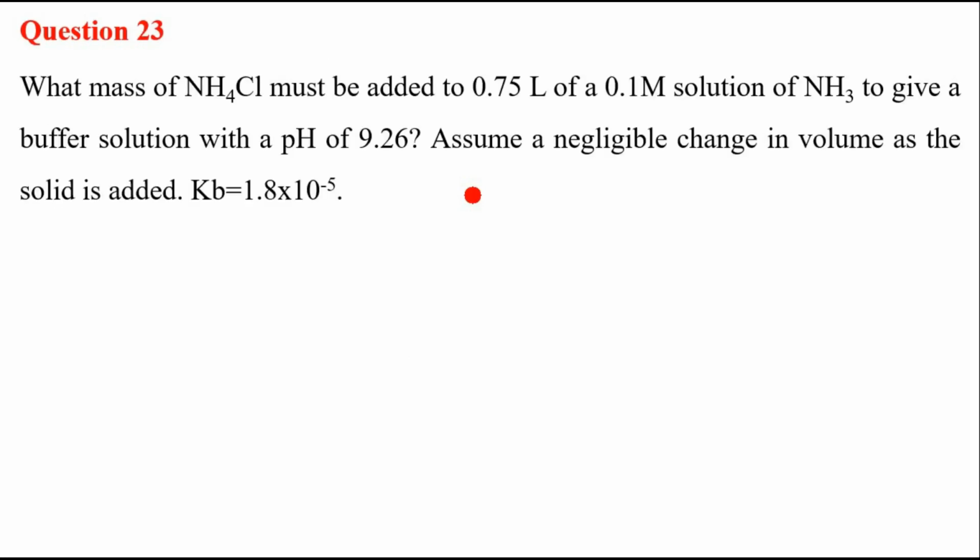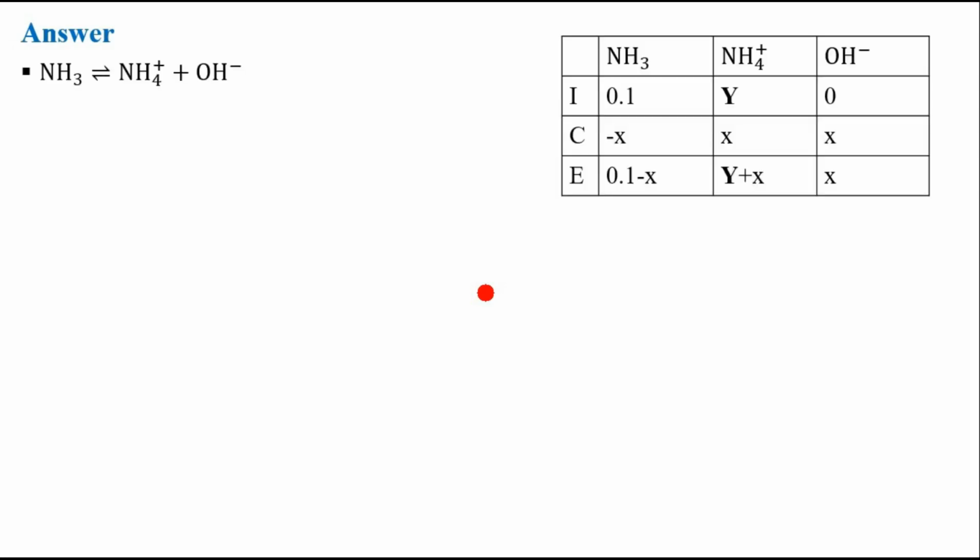Question 2.3 is saying what mass of ammonium chloride must be added to 0.75 liter of 0.1 molar solution of ammonia to give a buffer solution with this pH, assuming a negligible change in volume as the solid is added. So here also is the same. It's the same as the previous question, so we also solve for the initial value of ammonium, and it will be the same concentration of ammonium chloride and the same mole.